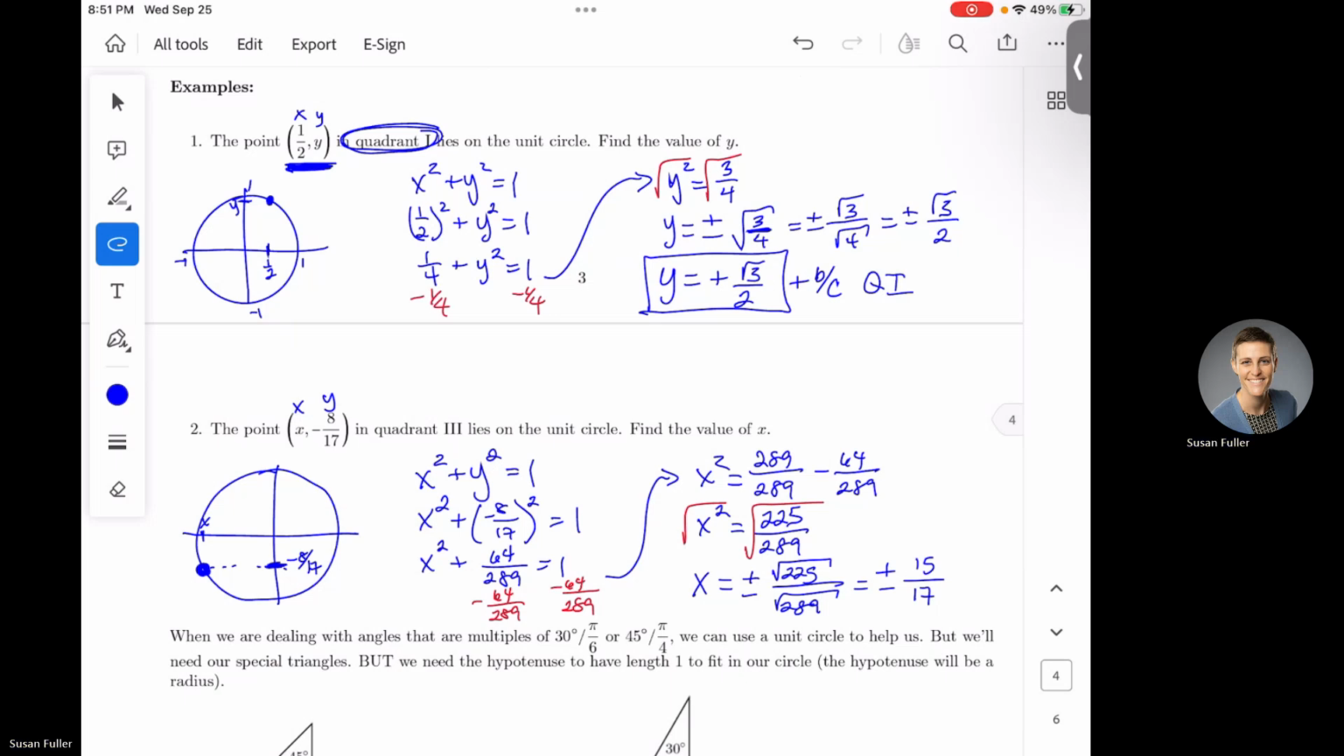Which is it? The answer is right here. In order to be in quadrant 3, my x values are negative, which means I need to take the negative one. X is going to be negative 15/17 in order for this ordered pair to be on the unit circle in quadrant 3.